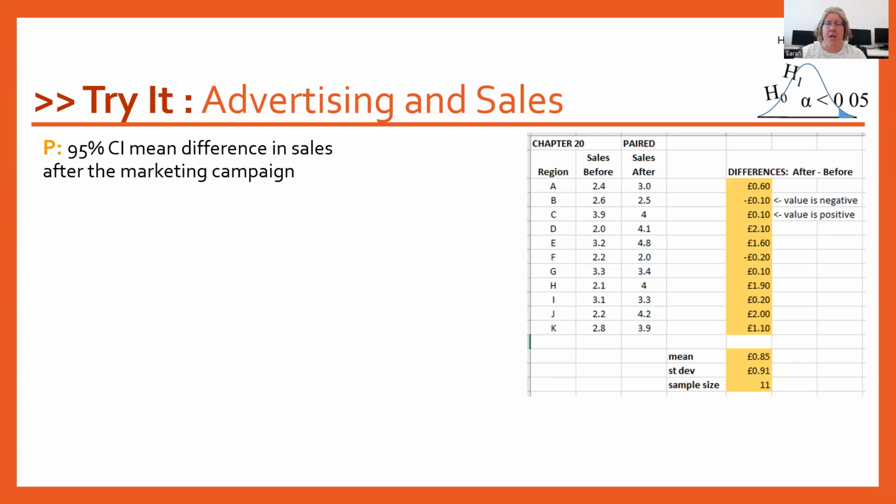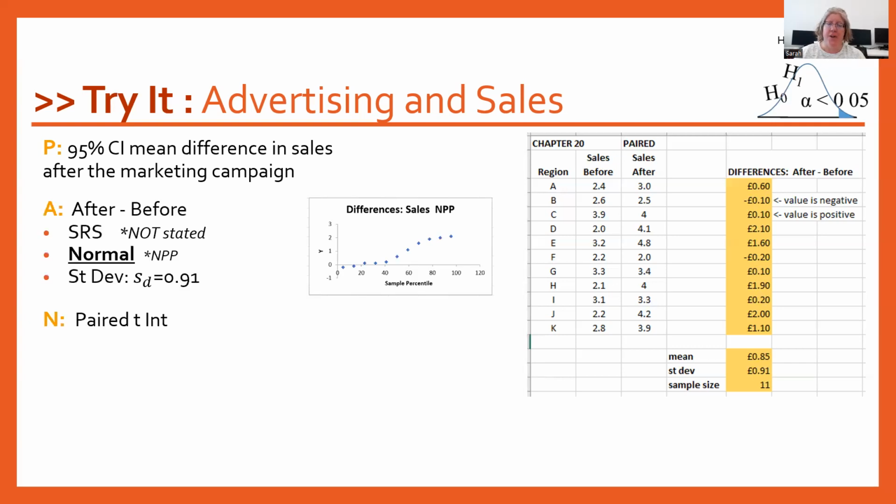The A is our assumptions and conditions. So we don't have a random sample here. It doesn't state that in the problem, but the way that I'm reading the problem, it seems like there were only 11 regions and they did all 11 regions. So if that's the case, we can consider this a census, and so that would be fine. But I went ahead and marked SRS as not stated because it is a little bit unclear. There's not enough information to really know exactly what's going on.